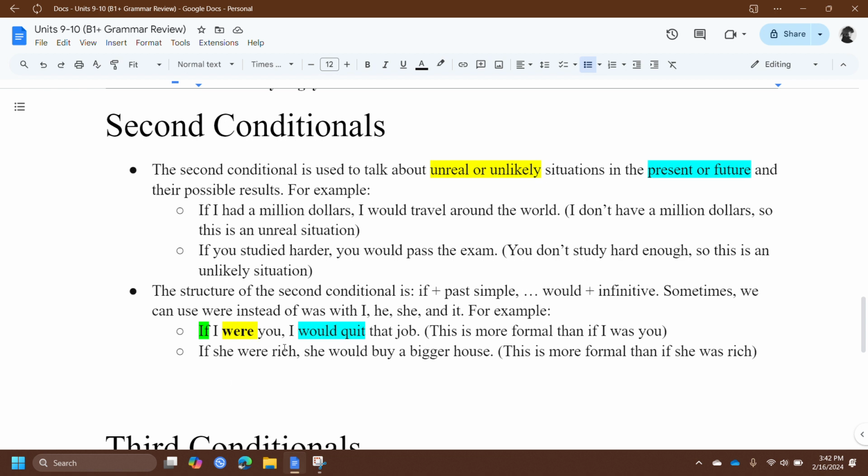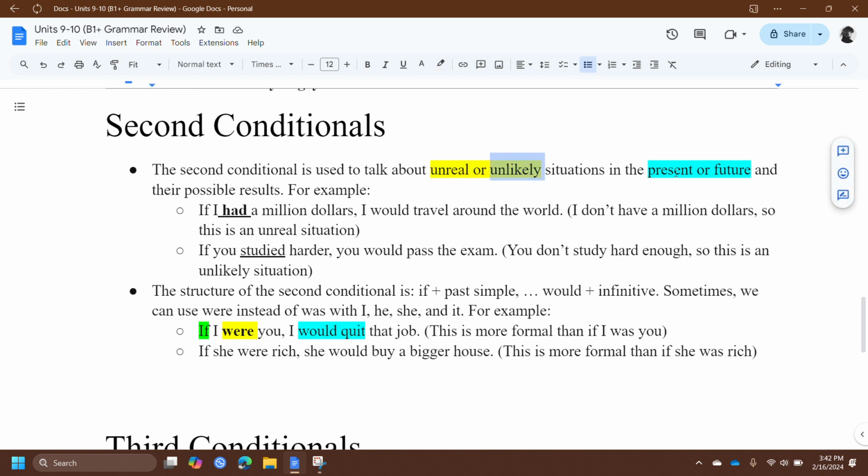Sorry that I digressed over just talking about were and was, but the point is learning that we're using the past simple in here as well. Look at this one: if I had $1,000,000, had becomes your past simple. The same goes for here: if you studied, studied is again past simple. So you have the past simple in the if clause, and you have would plus the infinitive in the main clause. This is the second conditional. It just talks about unreal and unlikely situations in the present or even in the future and their results.